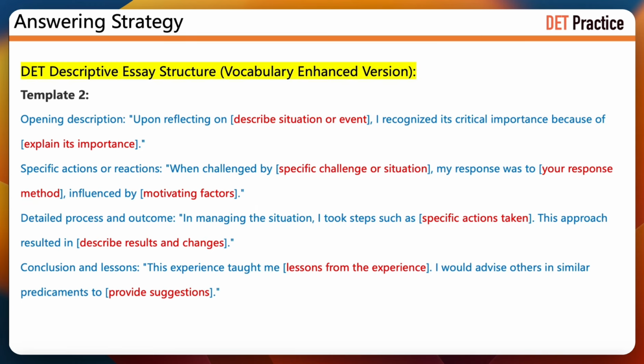This enhanced version of Template 2 for the DT descriptive essay structure further elevates the vocabulary and phrasing to showcase an even higher level of language proficiency. Let's break down the key improvements. Opening description. The phrase "upon reflecting on" replaces the previous "reflecting on," adding a more formal tone. "I recognized its critical importance" is used instead of "I realize its significance lies in," demonstrating more sophisticated vocabulary and structure. Specific actions or reactions.